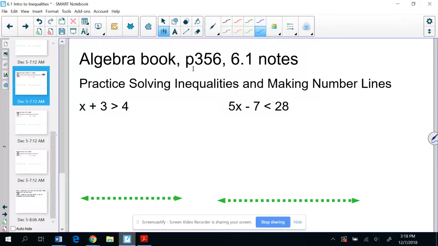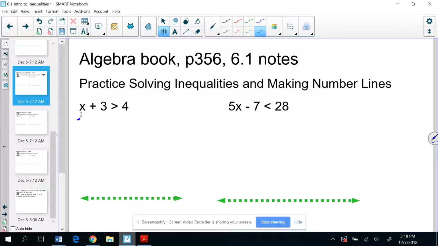If you take a look in your book on page 356, the 6.1 notes, that will give you some good examples and a little bit more thorough of an explanation. But for now, we're going to do a quick crash course and just show you how we can solve an inequality by getting x by itself.